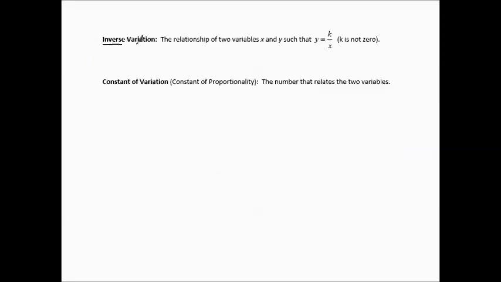So inverse variation. In our last lesson we looked at direct variation. So this is similar, but it's a little bit different, as you can see with our equation. The relationship of two variables x and y is related through this equation: y equals k over x, when k is not 0. You'll notice that's the same as direct variation, k is not 0. Another difference is the graph of inverse variation.